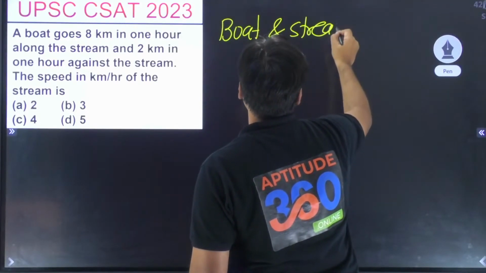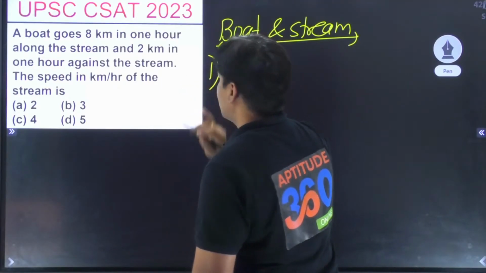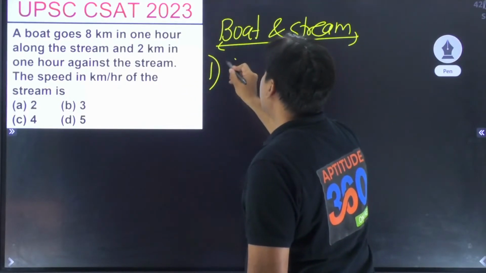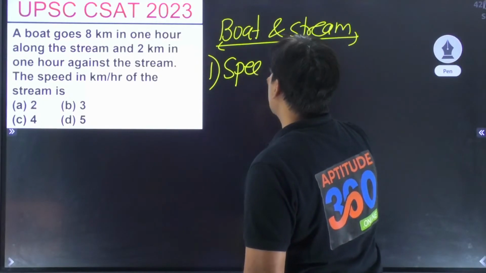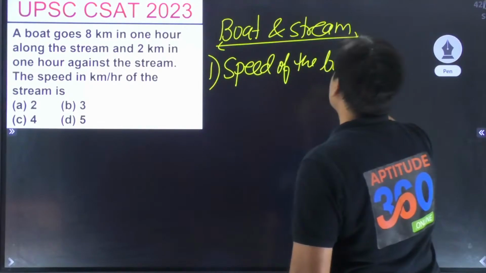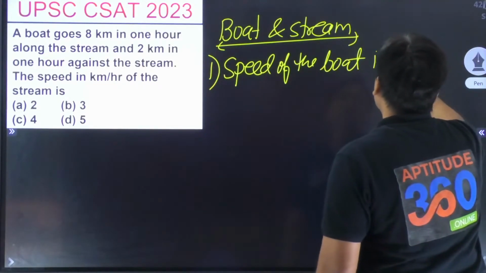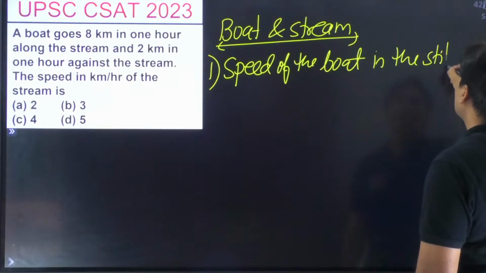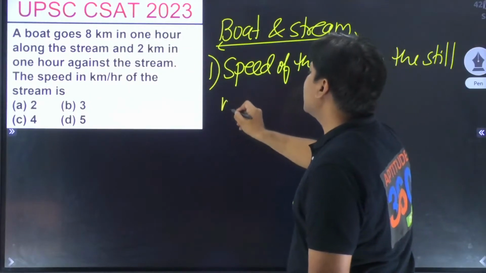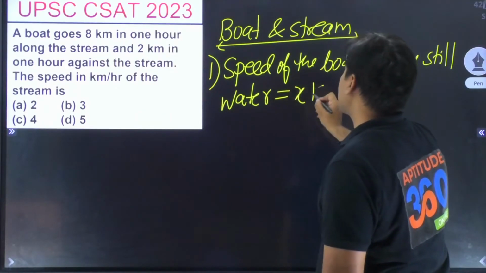देखो ध्यान से देख लो एक बारी. There are two things that you need to know. Say for example, speed of the boat or the man in still water. What is the meaning of still water? कि कुछ नदी का कुछ फ्लो नहीं है. मान लो इसको, this is coming out as x kilometers per hour.